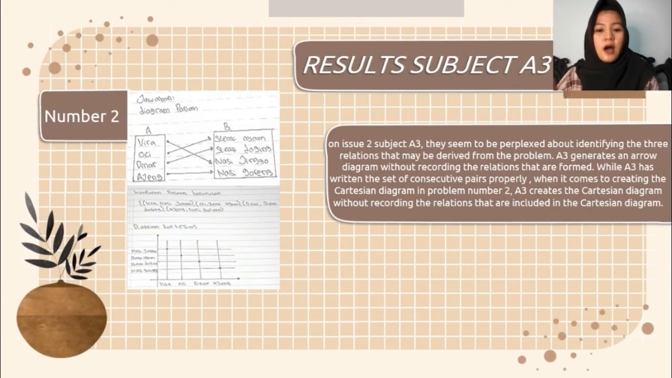Number 2. On issue 2, subject A3 seems to be perplexed about identifying the three relations that may be derived from the problem. A3 generates a row diagram without recording the relations that are formed, while A3 has written the set of consecutive pairs properly. When it comes to creating the Cartesian diagram in problem number 2, A3 creates the Cartesian diagram without recording the relations that are included in the Cartesian diagram.